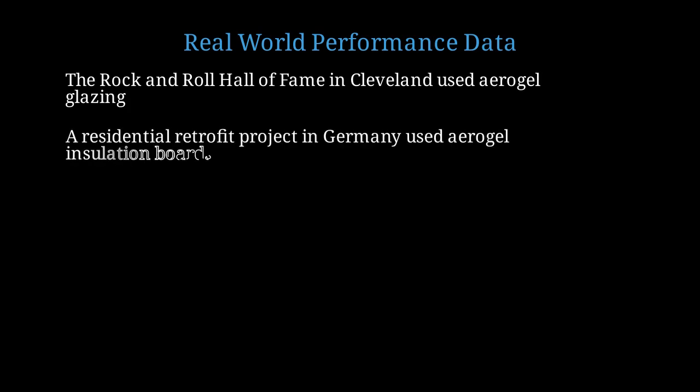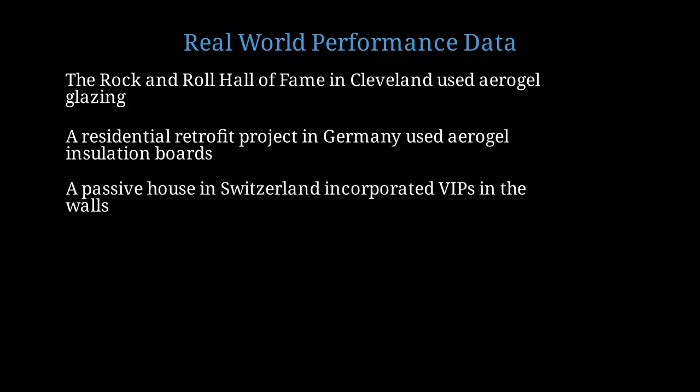A residential retrofit project in Germany used aerogel insulation boards in the walls. The measured heating energy consumption decreased by 65% compared to pre-retrofit values. A passive house in Switzerland incorporated vacuum insulation panels in the walls, achieving an annual heating demand of only 12 kilowatt-hours per square meter, far below the 15 kilowatt-hour threshold for passive house certification.